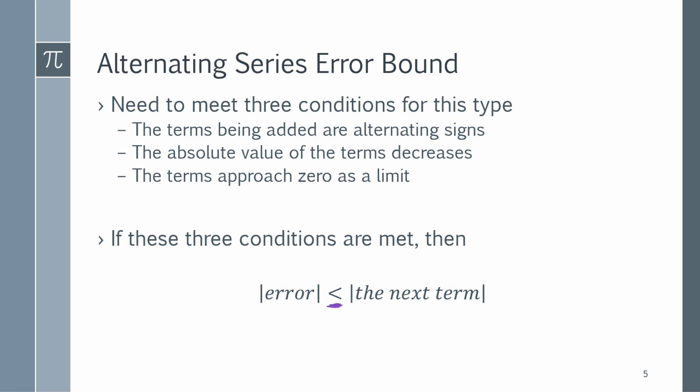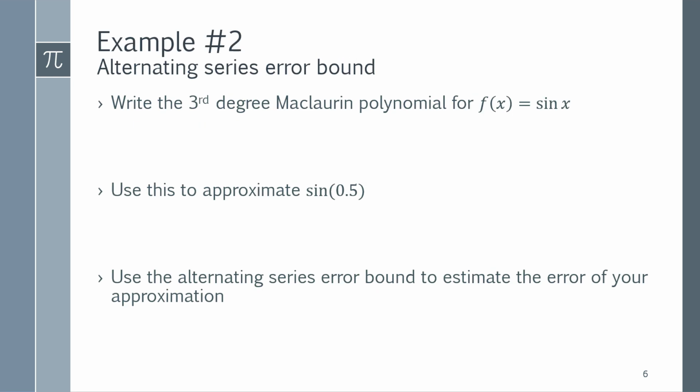So to bound it, if it's an alternating series, where the absolute value of the terms decreases and approaches zero as we go out to an infinite number of terms, the absolute value of the error is less than or equal to the absolute value of the next term we would have used. And again, an example makes this much easier to demonstrate.